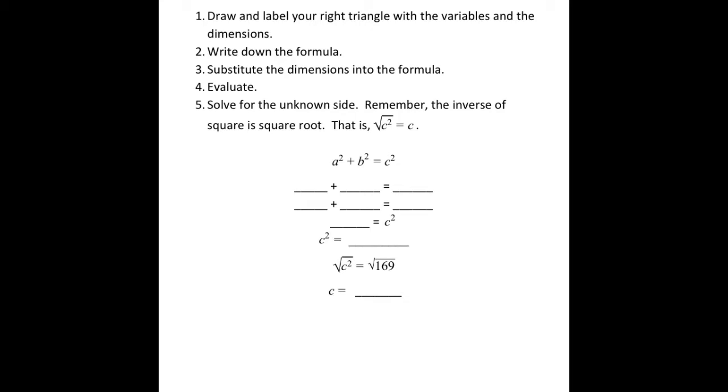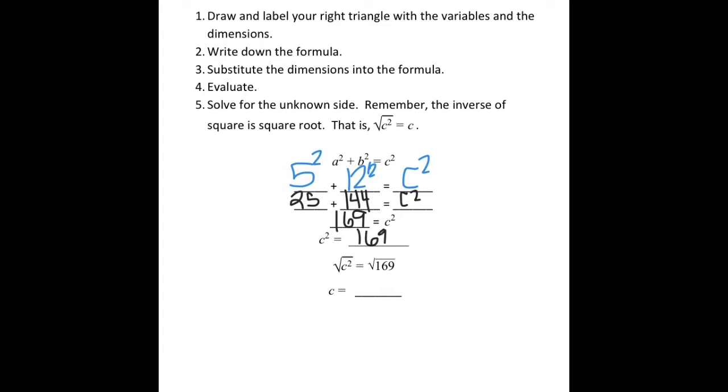So a is 5. I'm going to substitute in the value 5 for a, and I need to square it. b is 12, so I'm going to substitute in the value 12 for b, and I need to square that. And I'm going to solve for c squared. So that becomes 25 plus 144 equals c squared. Well, 25 plus 144 is 169. So c squared equals 169.